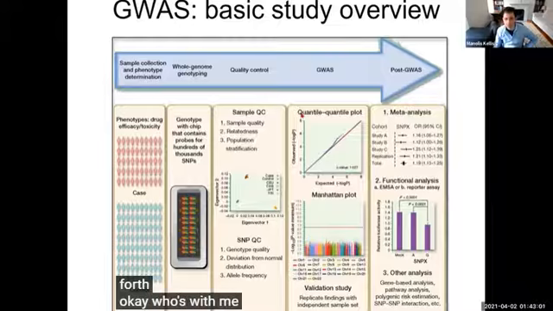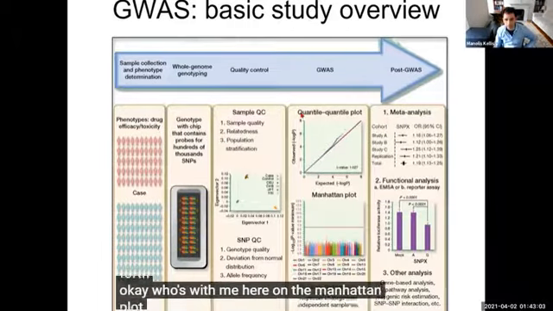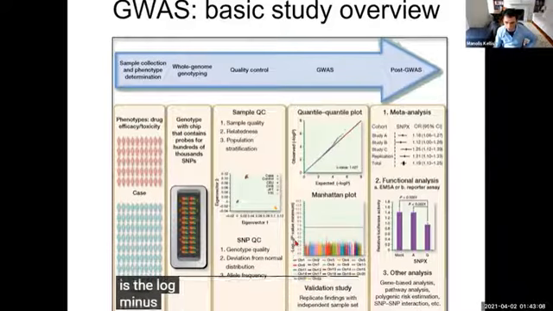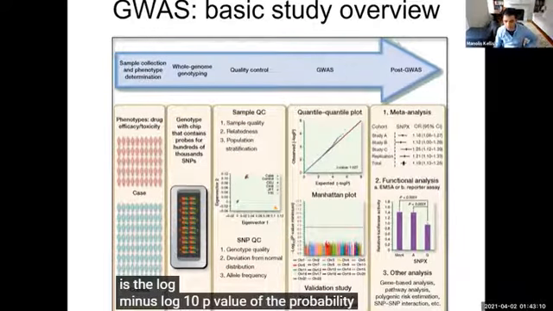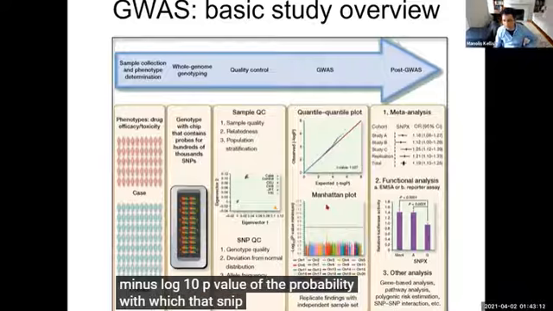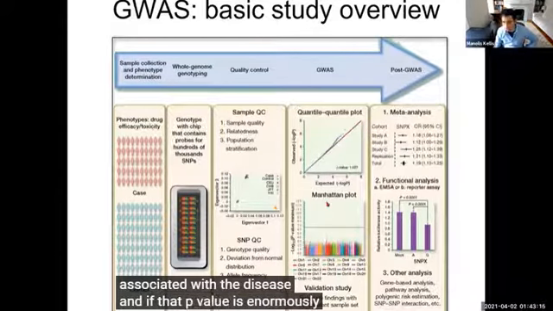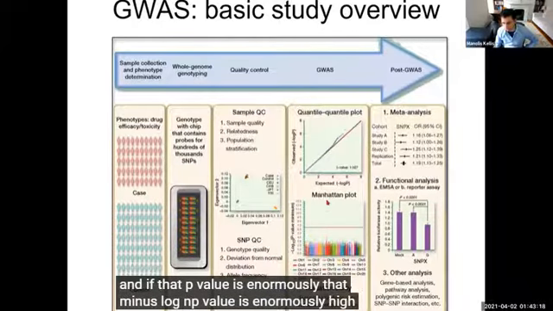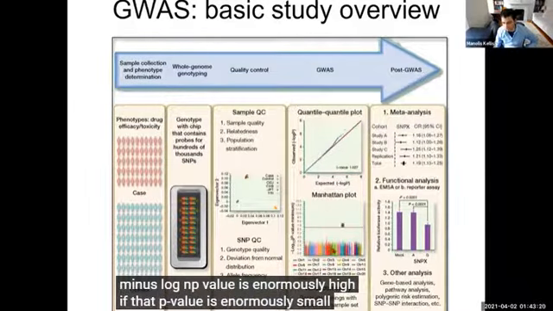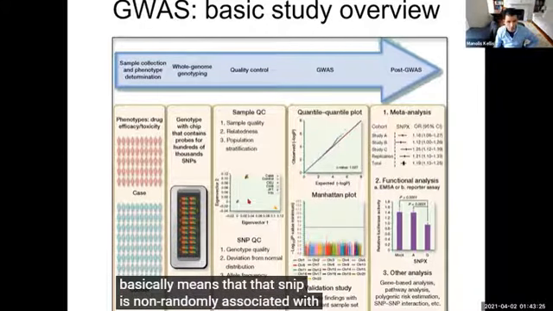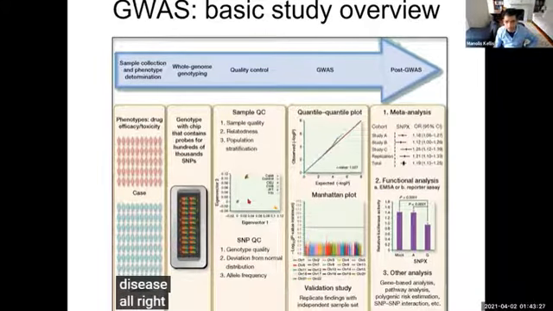Okay, who's with me here on the Manhattan plot? So what a Manhattan plot is telling me is the minus log 10 p-value of the probability with which that SNP is randomly associated with the disease. And if that minus log 10 p-value is enormously high, if that p-value is enormously small, it basically means that that SNP is non-randomly associated with the disease. All right.